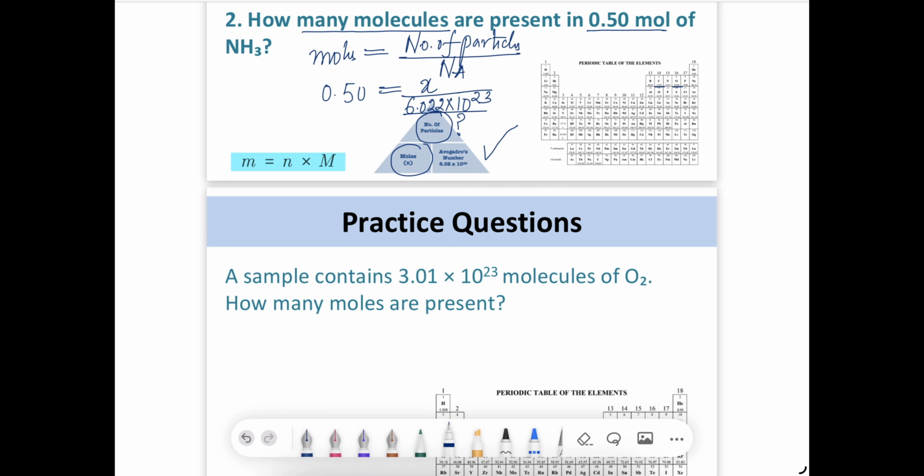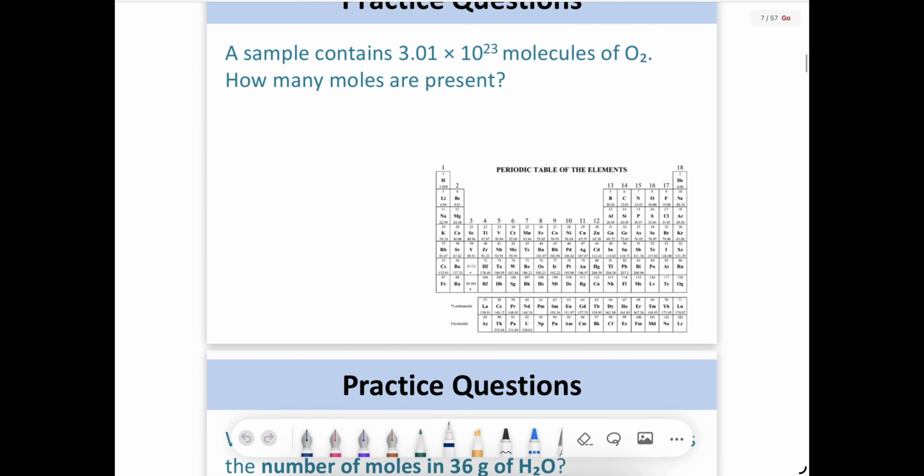So solving it, you get your answer as 3.011 into 10 raised to the power 23. So two sig figs, so you will have 3.0 into 10 raised to the power 23 molecules. This is how you're going to solve. Is this clear? Next question, I want you to pause the video and try to do the question by yourself.